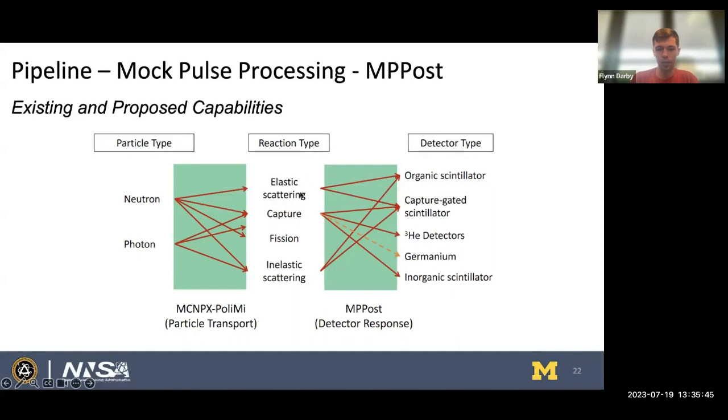When you have these reactions, the capture reaction, what detector type might that occur for? It might be captured in a helium-3 detector, germanium, an inorganic scintillator, or even a capture-gated scintillator. Inelastic scattering is going to occur mainly in these organic and capture-gated scintillators. Elastic scattering, mainly the organic and capture-gated scintillators. So those give you an idea of what you want to model.